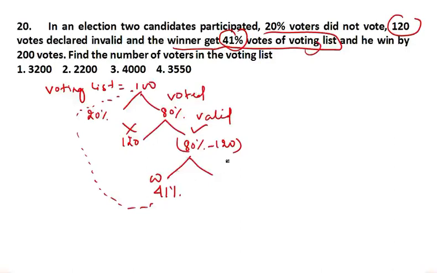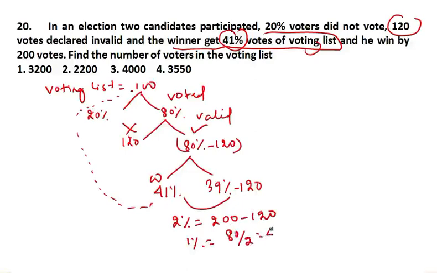Now if you subtract, you will get how much? You will get 39% minus 120. Now their difference is given as 200 votes. So 2% equals 200 minus 120. What do you get? 1% equals how much? Here you get 80. If you divide by 2, you get 40. So 1% represents 40. Fine, so it is asking you the voting list. So if 1% represents 40, multiply by 100 and you get 4000.